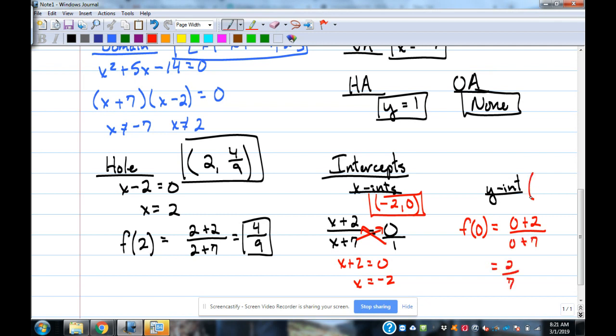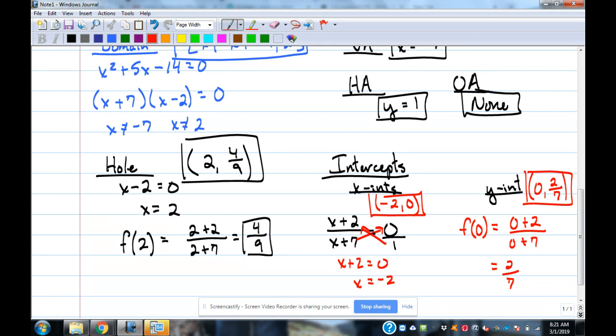2/7. So the y-intercept is at (0, 2/7). So we're getting some nice fraction answers there, and that's okay. That happens. Everything is perfect. All right.